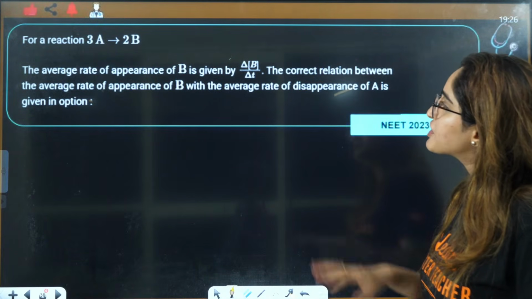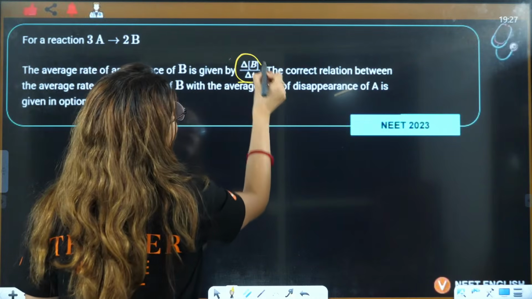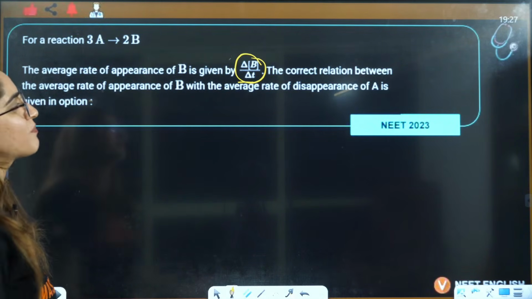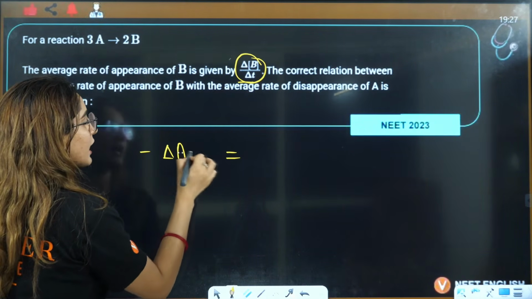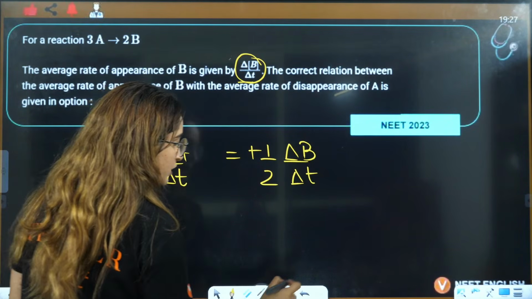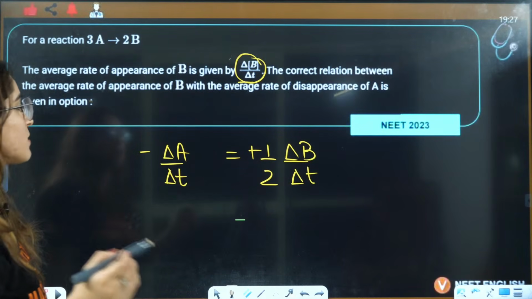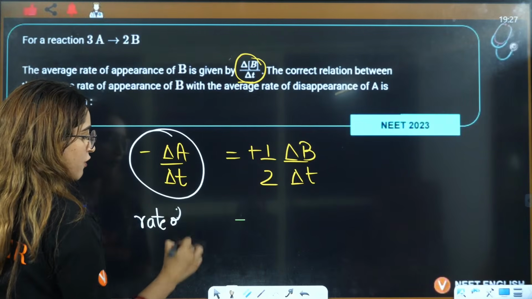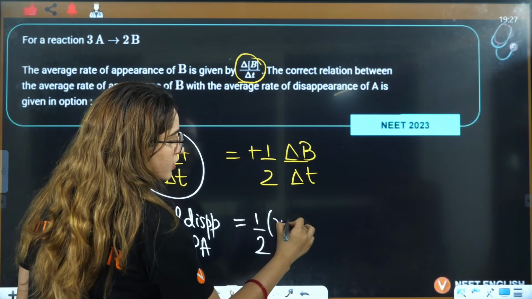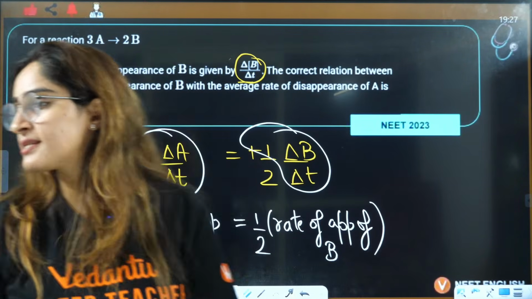Now for a reaction, that is this, the average rate of appearance. For this particular reaction, the average rate of appearance of B is given by delta B by delta T. For appearance, it is given by this. What is the correct relation between average rate of appearance of B and average rate of disappearance of A? What's the big deal in this? Disappearance is minus delta A by delta T. Appearance is positive 1 by 2 of delta B by delta T. And that is going to be your relation, right? You can write it like this: the rate of disappearance of A is equal to 1 by 2 of the rate of appearance of B. Easily you can find it out, right?